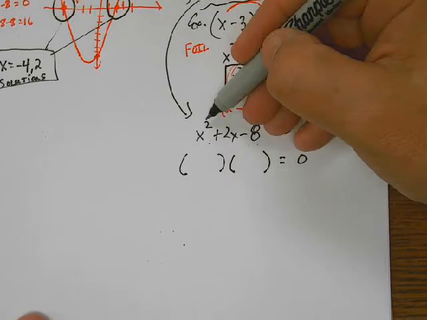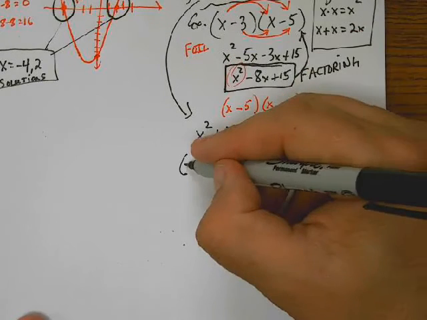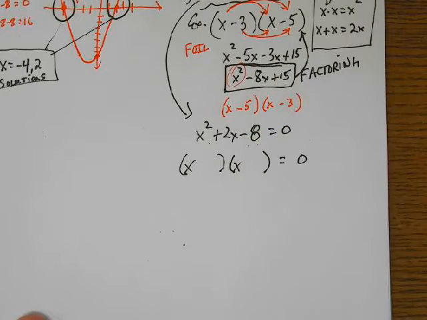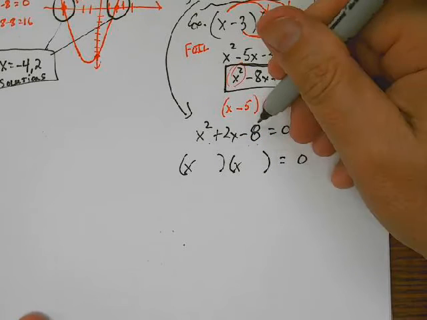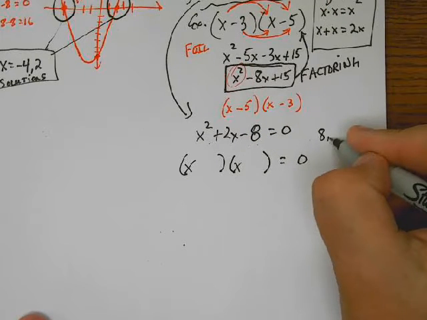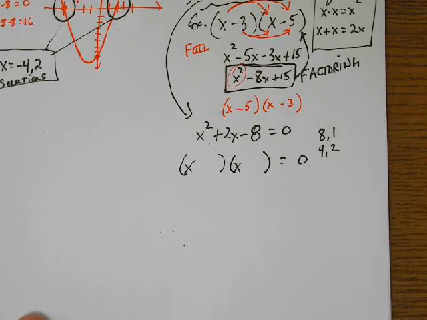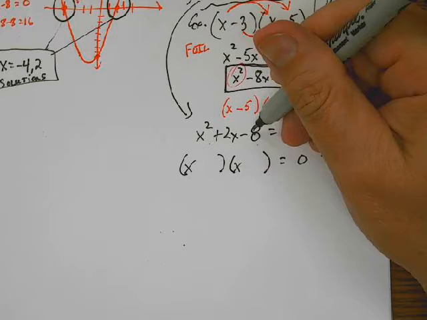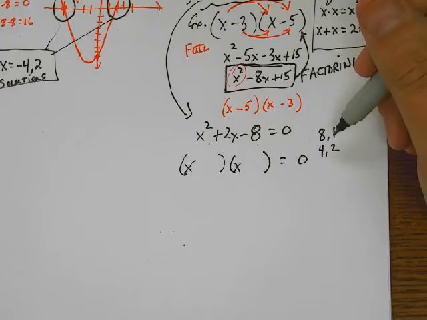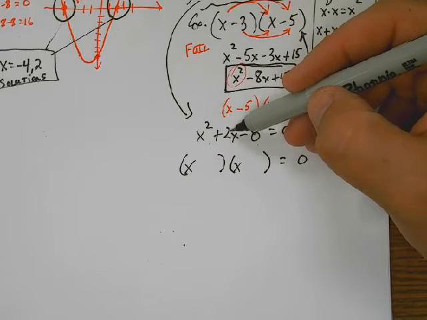What are factors of x squared? x and x. What are factors of 8? Well, the only factors of 8 are 8 and 1, and 4 and 2. I have to make sure I've got my signs correct so that when they're multiplied together they give us -8. That means they have to be opposite signs. And when they're added together, they give us +2.